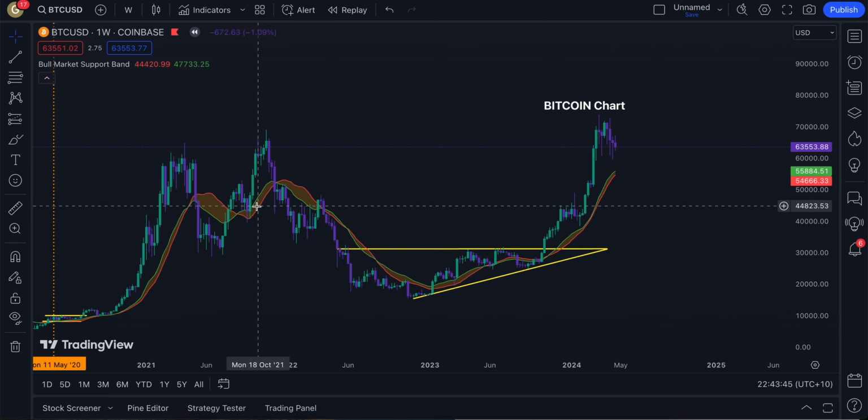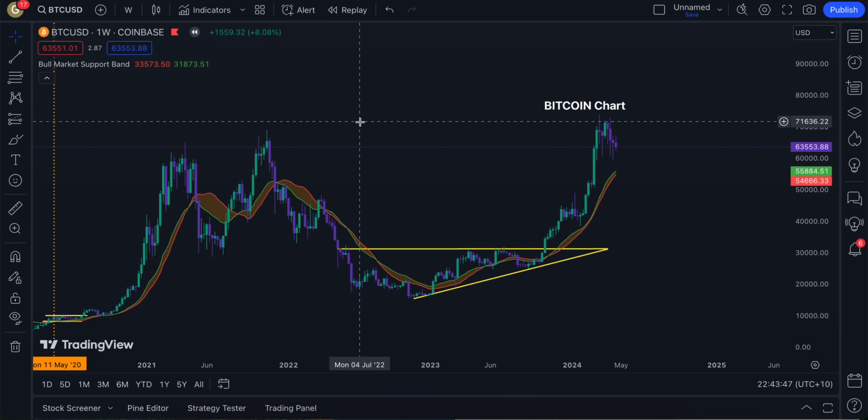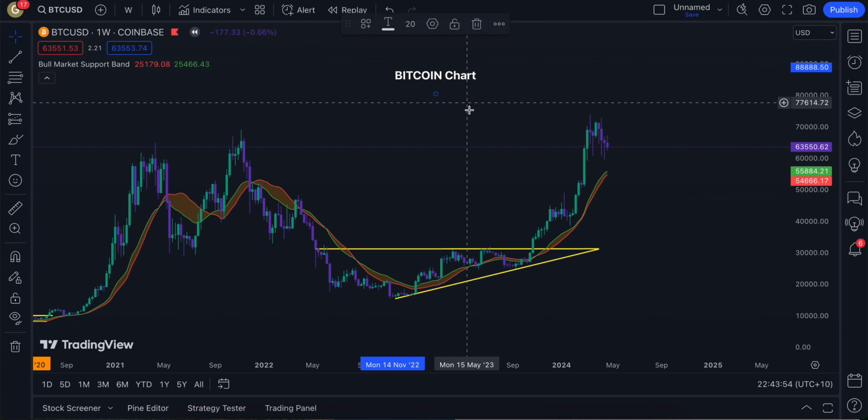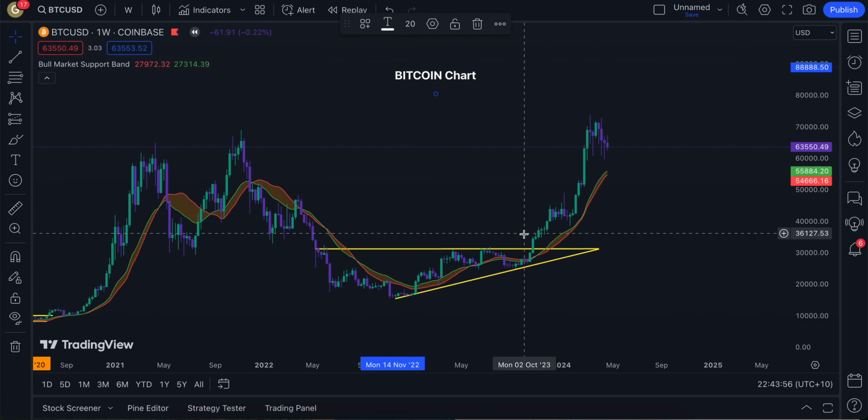But as you can see here, generally speaking, if it respects these levels, then we can consider that price is going to bounce from these levels and continue higher. So the bull market support band is always one that I like to check in on from time to time, just to see how far away we are from it, and also where the price is going to bounce.